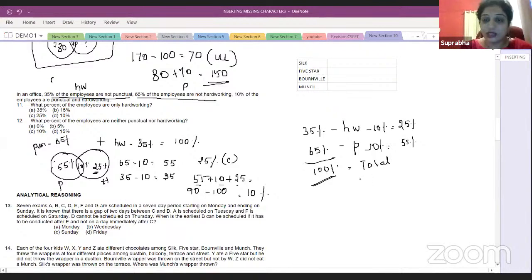Yes, Shraddha, till here I have got the information. Now, first question, percentage of employees who are hardworking alone. Obviously, I have the answer with me, 25. I'll go ahead with it.